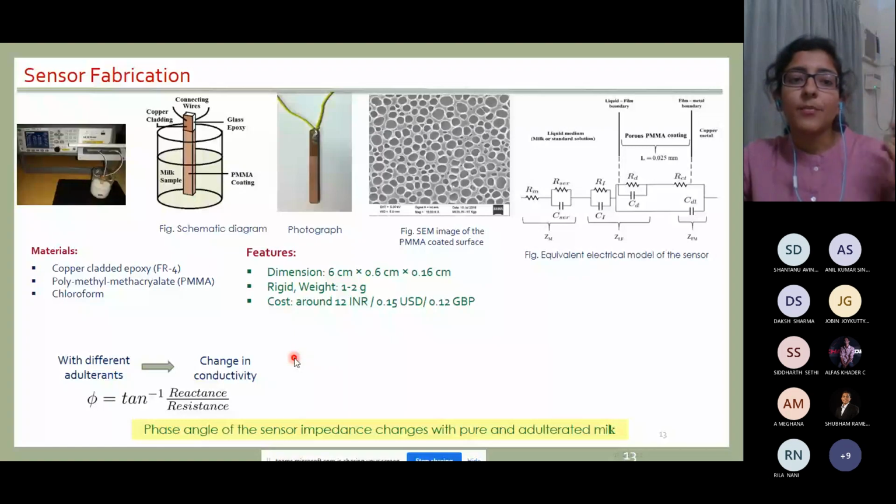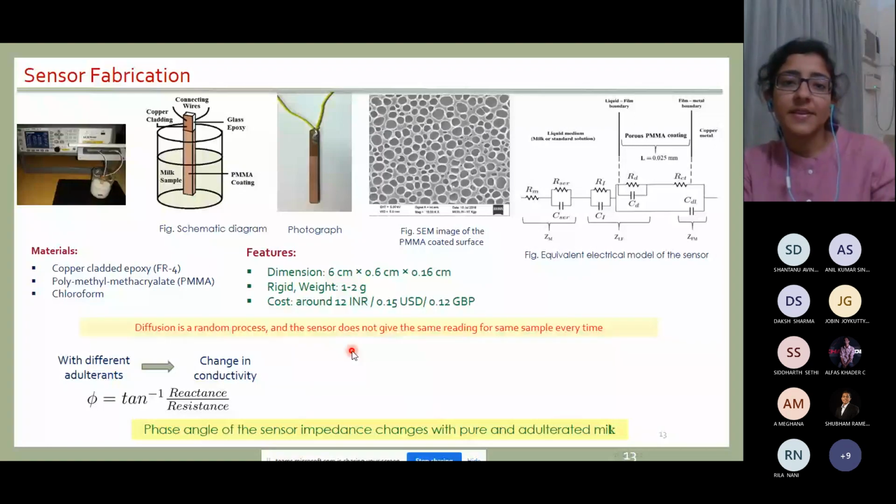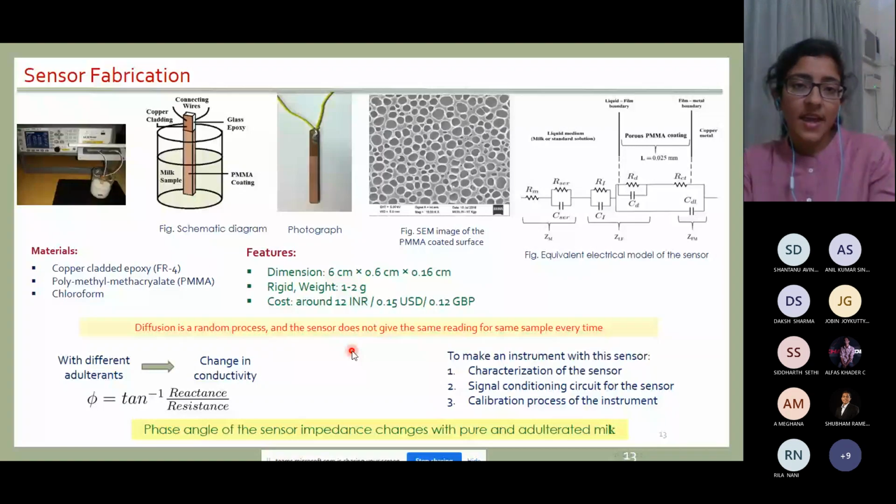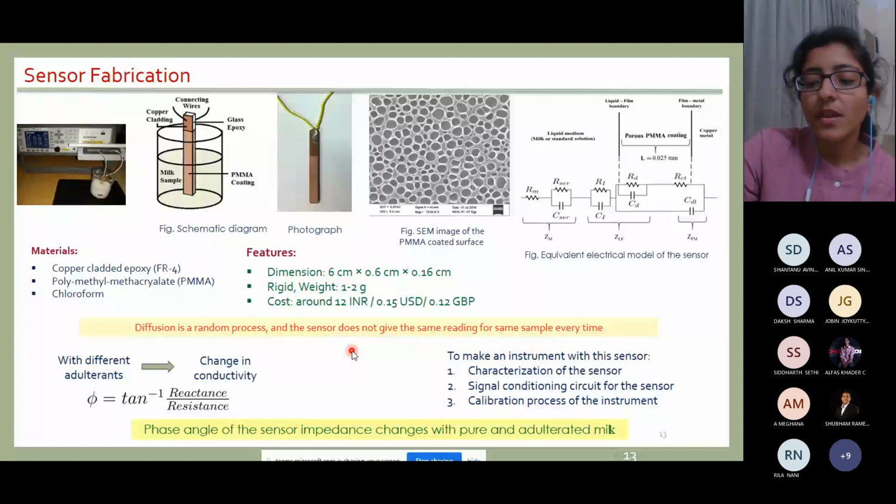But the one problem we faced is that the diffusion process is a random process. So sometimes the phase angle does not give exactly the same value in multiple dippings. There are some differences, and how to make an instrument with this sensor was a challenge, a problem statement for us. And of course, if we can make an instrument with this sensor, it will be a low cost instrument.